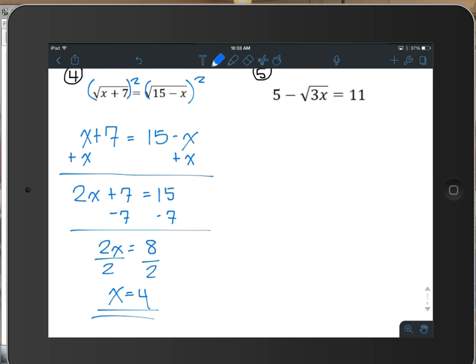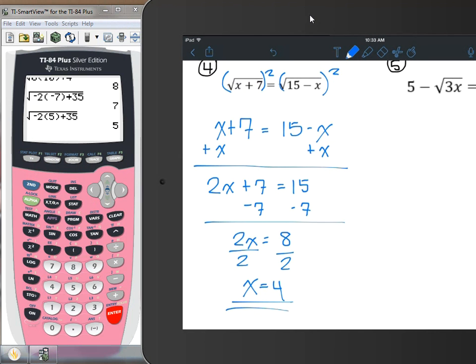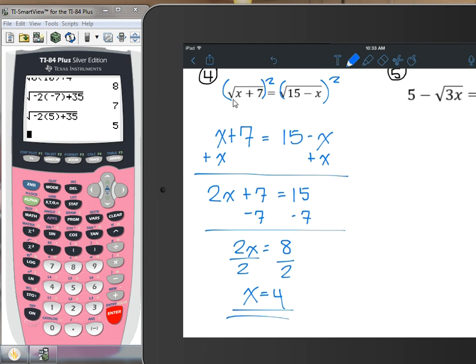Alright? We'll just check it to make sure it's not extraneous. So in my calculator, I'm going to plug it into the left-hand side first. So I'm going to do the square root of 4 plus 7.